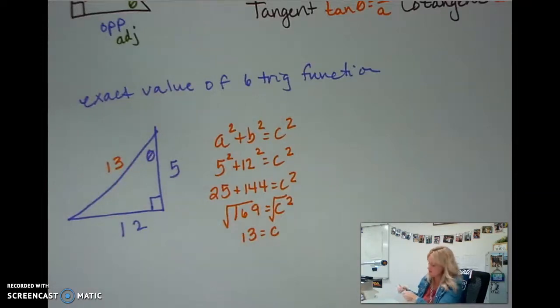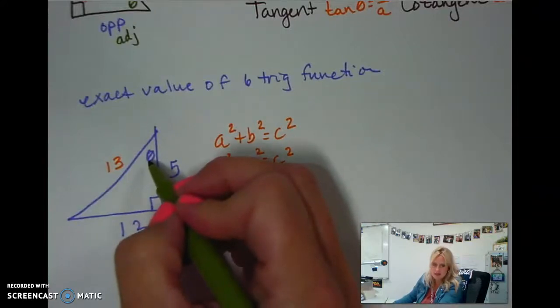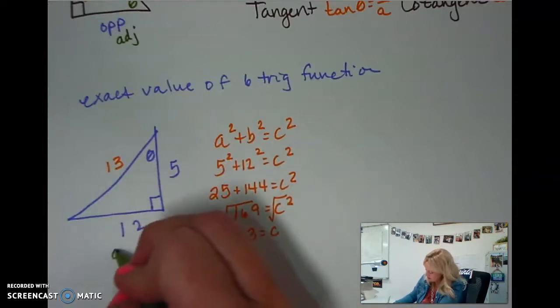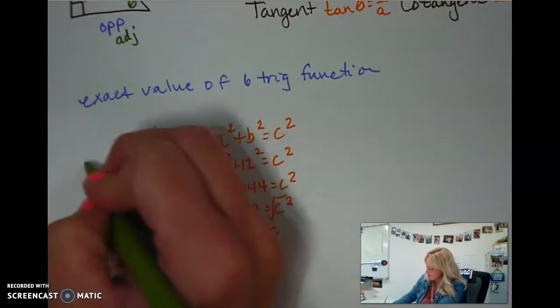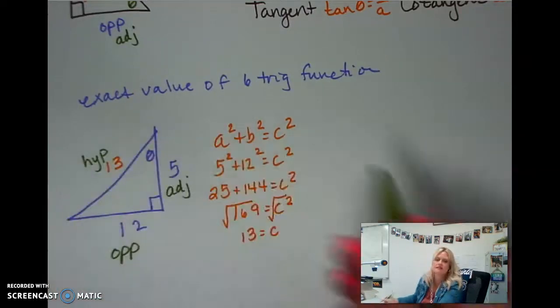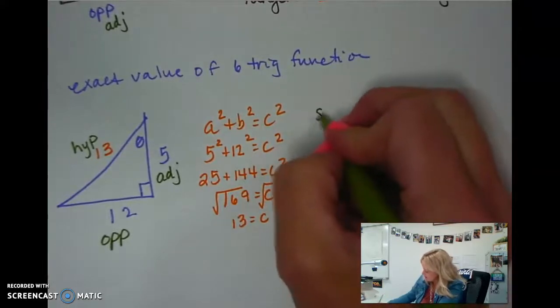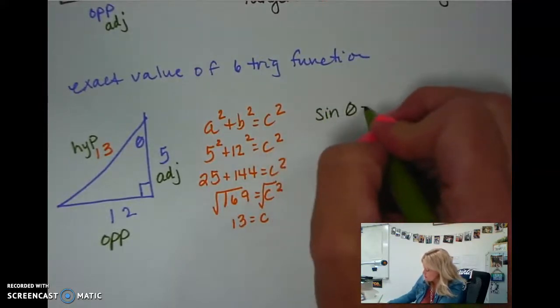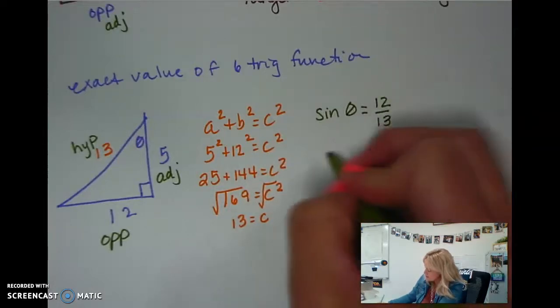Now, notice theta is up here. I would label the sides. It will make your life a lot easier. So theta is here, opposite is over here, adjacent is over here, and hypotenuse is always the longest side of the triangle. So now that I have that, I know that sine of theta, SOHCAHTOA, opposite over hypotenuse.